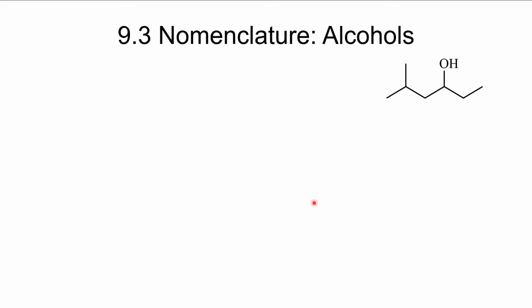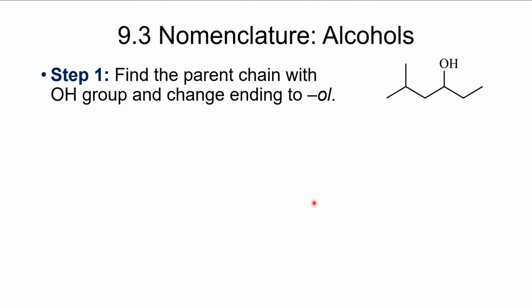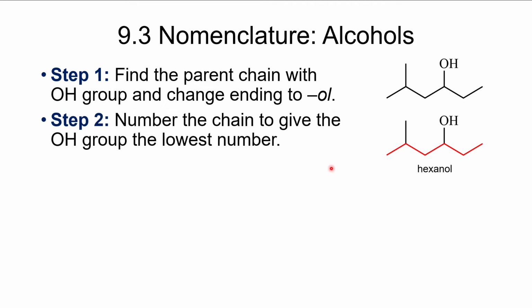All right, so now we want to look at nomenclature. And doing nomenclature for alcohols is pretty straightforward. We're going to build on what we've learned so far. The first step is that we want to find the parent chain with the OH group and change the ending to -ol. All right, so here we've got 1, 2, 3, 4, 5, 6 carbons in that longest chain. And so 6 carbons would be hexane, but we're going to change the ending to -ol. So this is hexanol. Now, something interesting that we do when we number it, we want to number it to give the OH the lowest possible number.